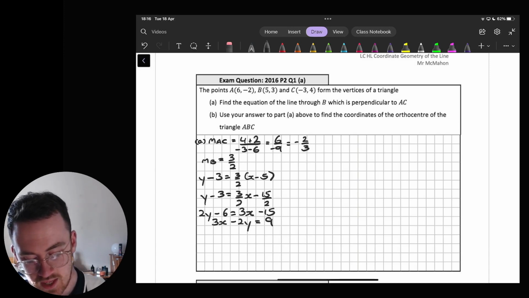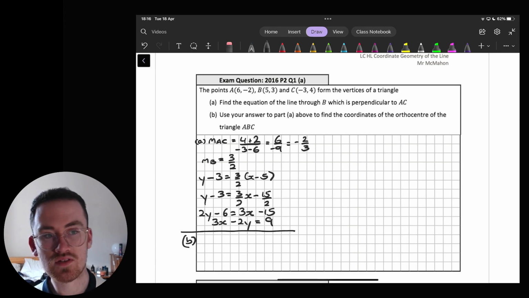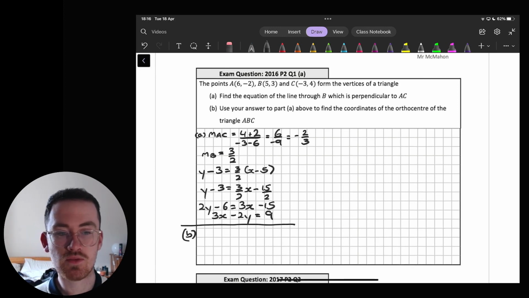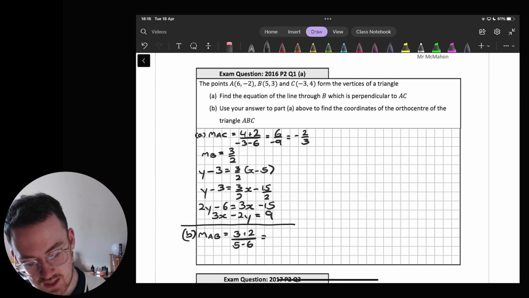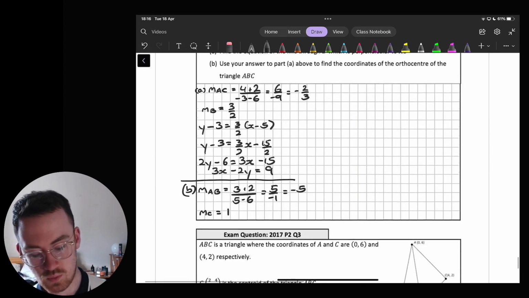Looking at part B then, we're asked to find the coordinates of the orthocenter. So what we found in the first part is actually one of the parts of finding the orthocenter. It's one of the altitudes. We need to pick another side now, so we could pick maybe AB and find the slope of AB. So 3 plus 2, and 5 minus 6, and I get 5 over minus 1, which is minus 5. Gives me that the slope of the perpendicular from C is just going to be 1 over 5.